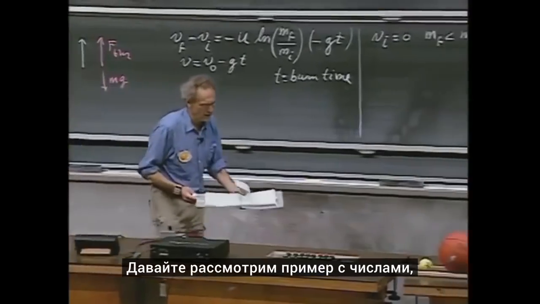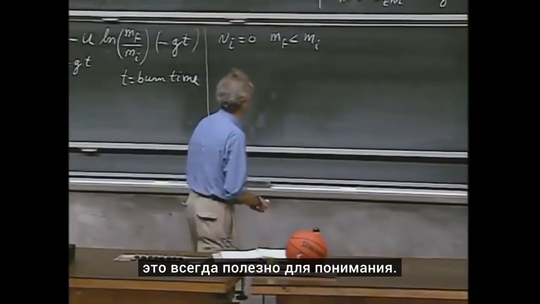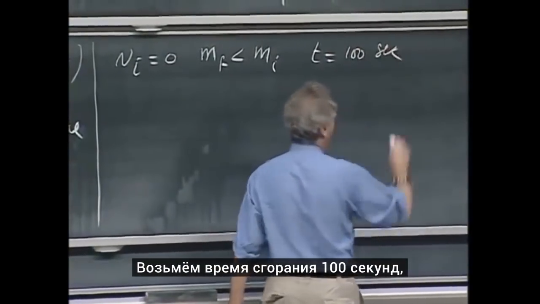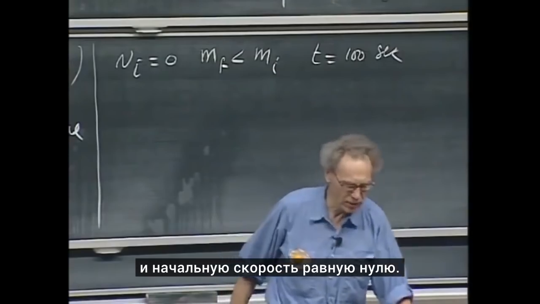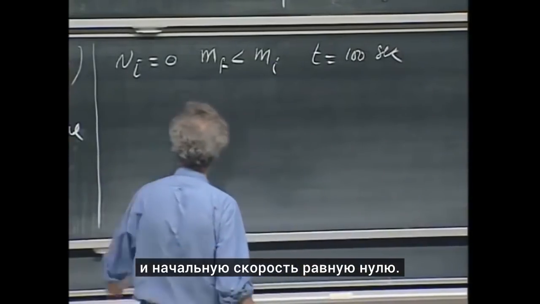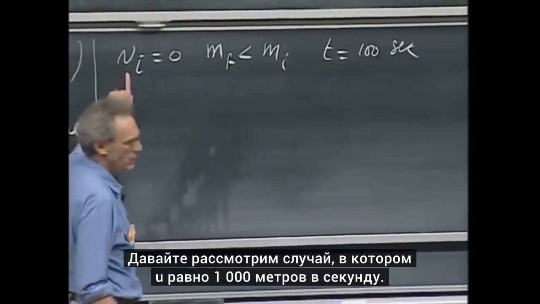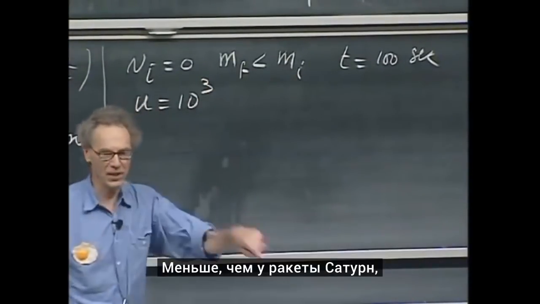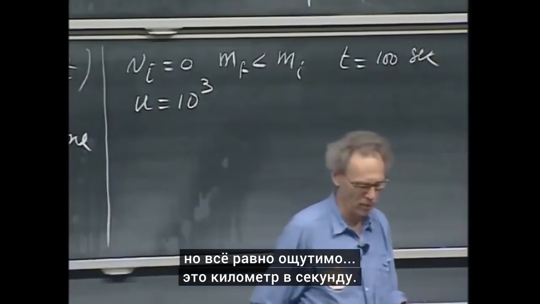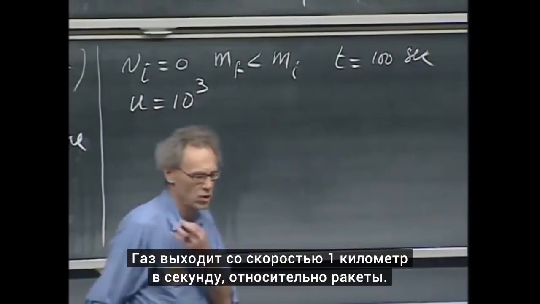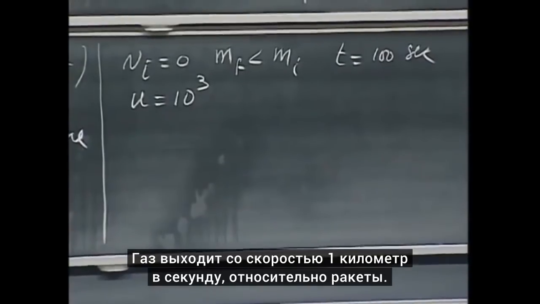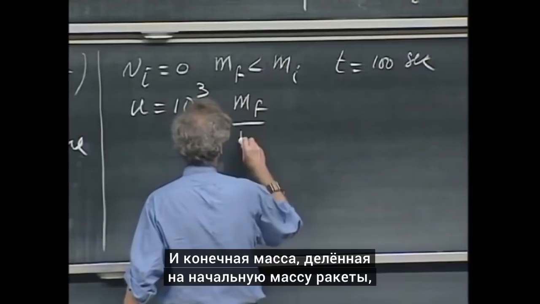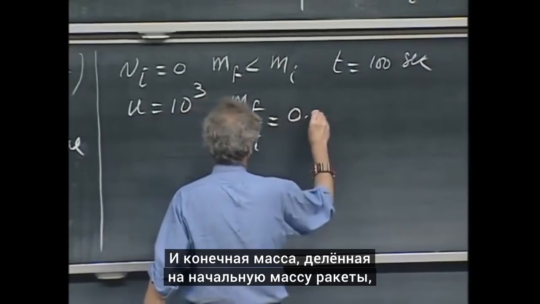Let's take an example with some numbers. It always gives a little bit of insight. We have a burn time of about 100 seconds, and the initial speed is 0. Let us take a case whereby u is 1,000 meters per second. That is less than the Saturn rocket, but it's still sizable. It's a kilometer per second. So the exhaust is coming out relative to the rocket with 1 kilometer per second. And the final mass divided by the initial mass of the rocket is 0.1.